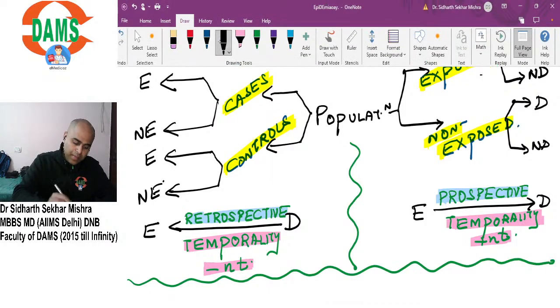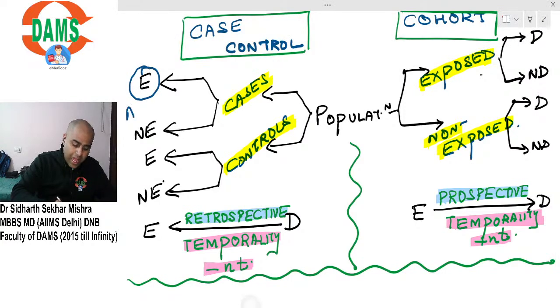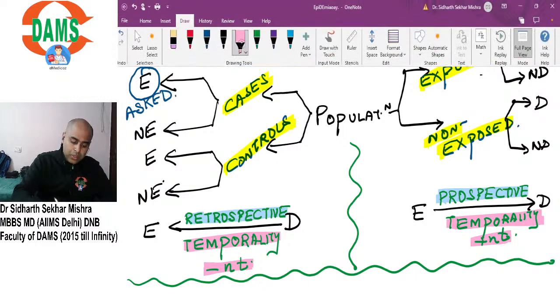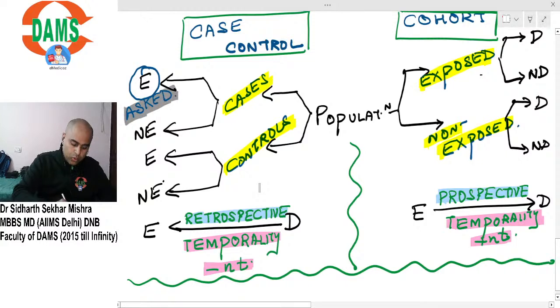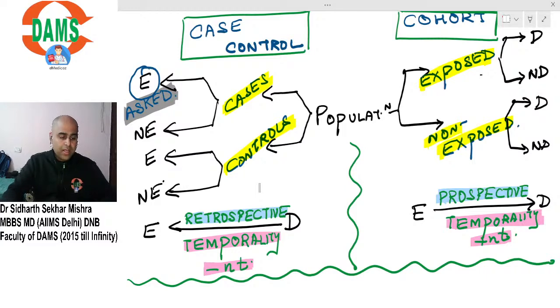Now guys, let me make a very important point. This exposure is asked. We ask about it. So this is a very important keyword to recognize case control. They are asking the exposure. Like I will ask Surbhi, if she is a person who wears specs, that Surbhi, did you see excessive television in childhood? So I'm asking about the exposure.